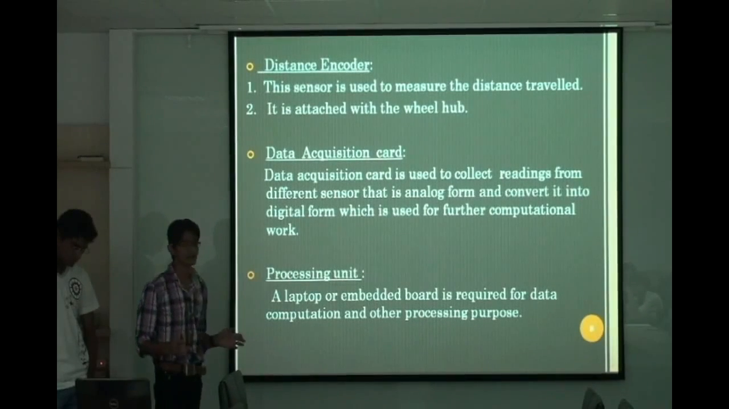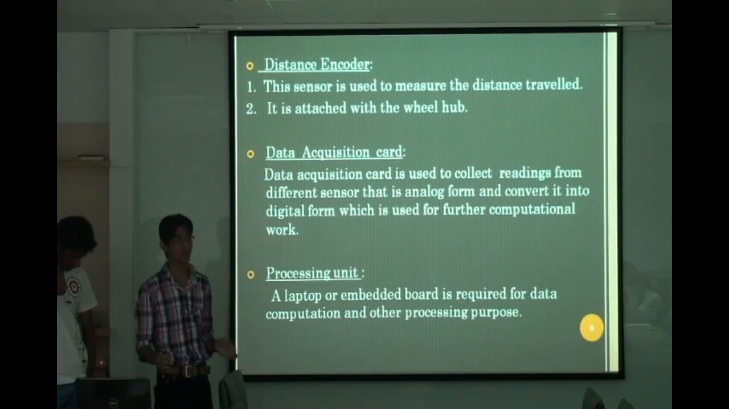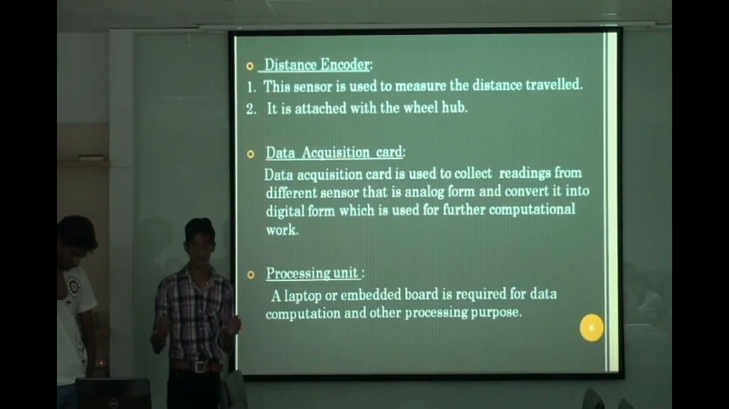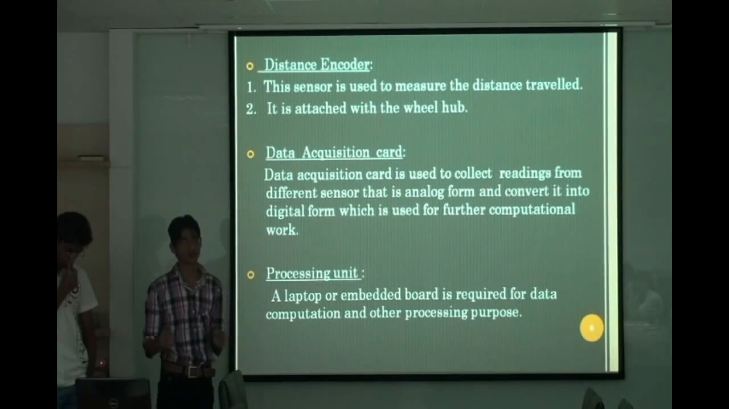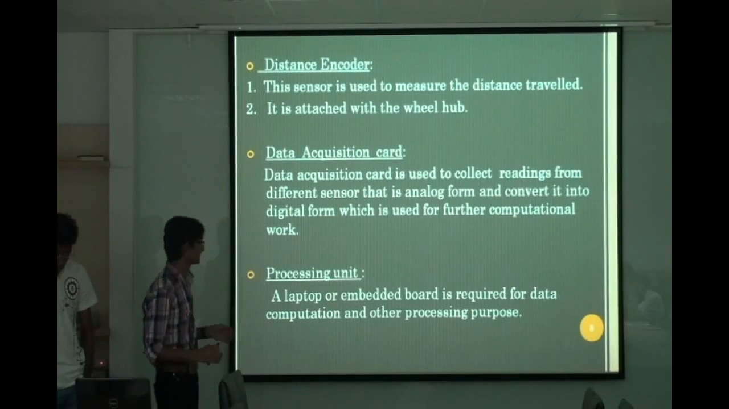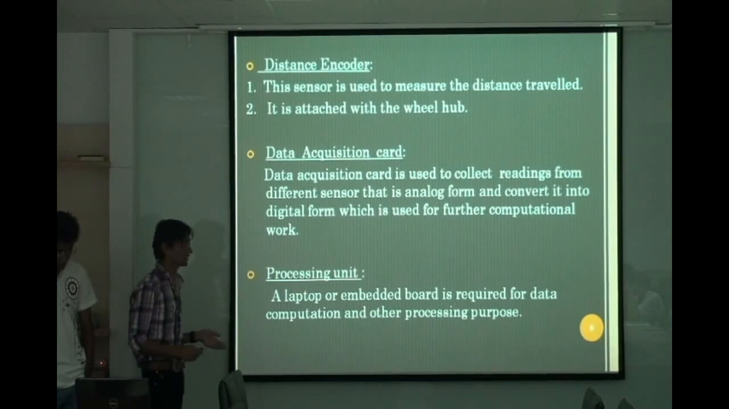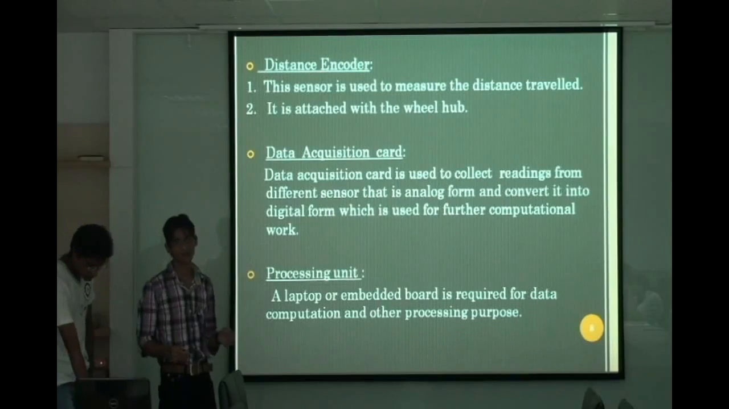The data acquisition card collects all the readings from all the sensors at a time and converts these readings to digital form, so that they are available for our algorithms or computer software programs, so that we can feed them and get the results. And the last is the processing unit. A laptop or an embedded system board could be used for processing our data and to get the results.